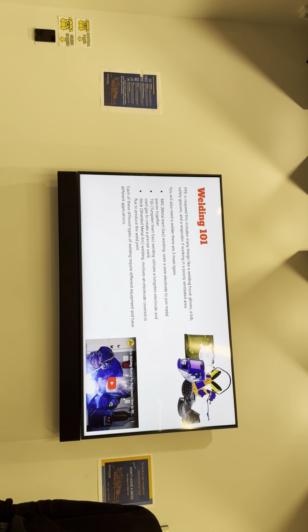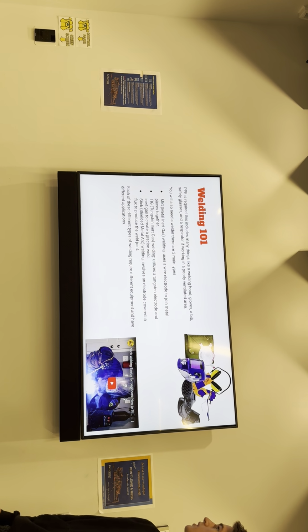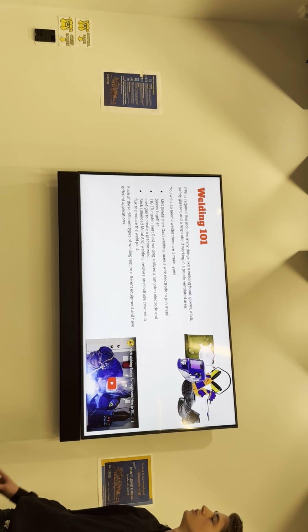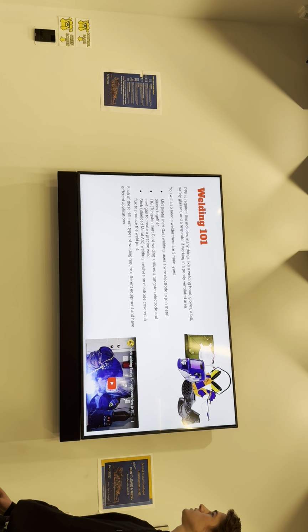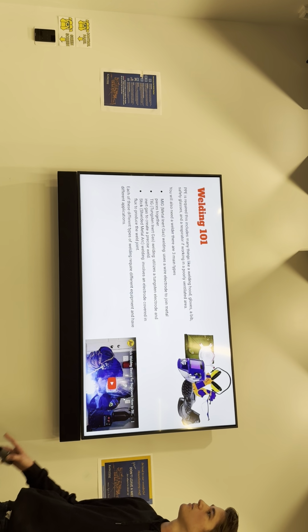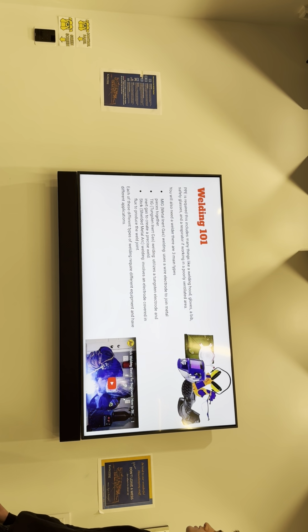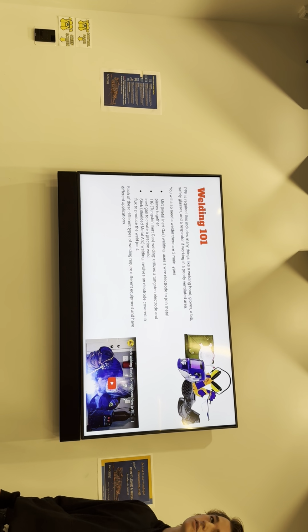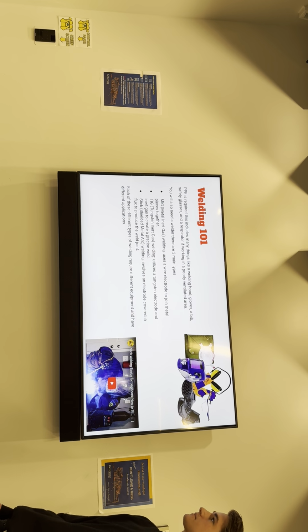For welding, PPE is one of the most important things. You have your hood, which will reduce your radiation to your eyes. They often recommend using a respirator as well as protective clothing so you don't burn yourself.